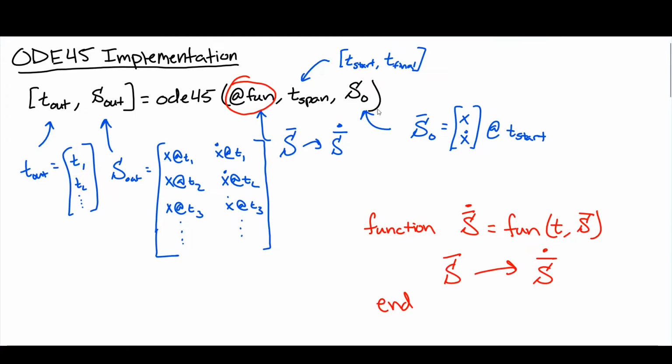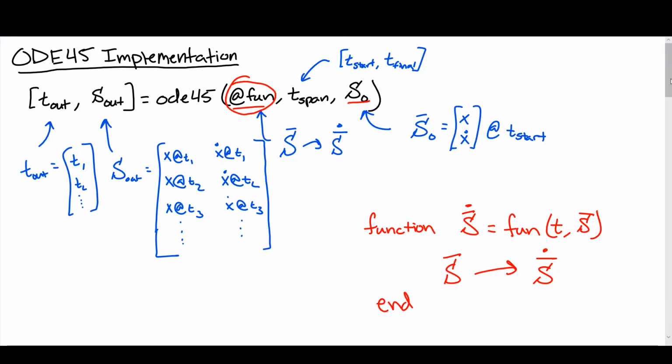I said this earlier in our previous video, but the main components are we need initial conditions, and we need a means of telling MATLAB how to get from s to s dot. The time span just tells us over which time frame to conduct that integration.